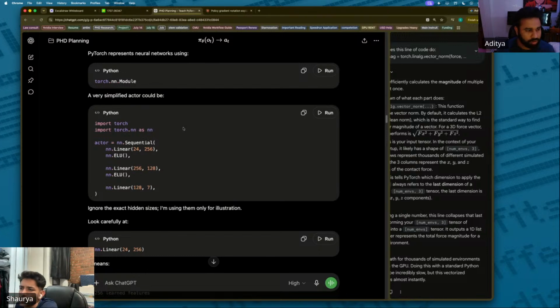torch.nn.Module. A very simplified actor could be: import torch, and then an actor equal to nn.Sequential.